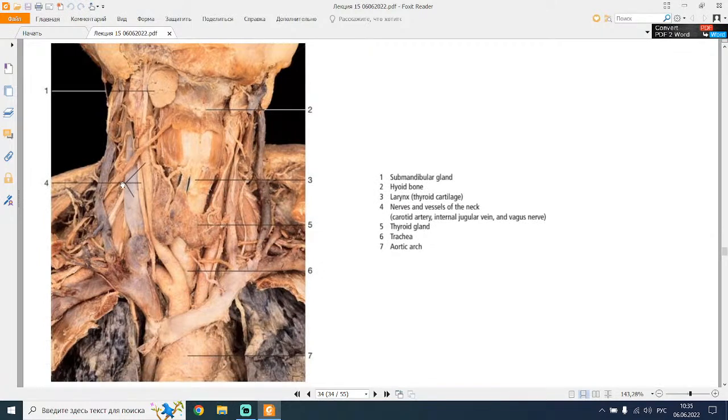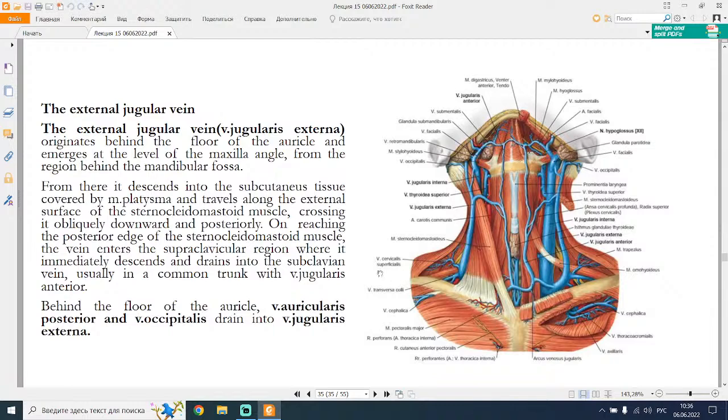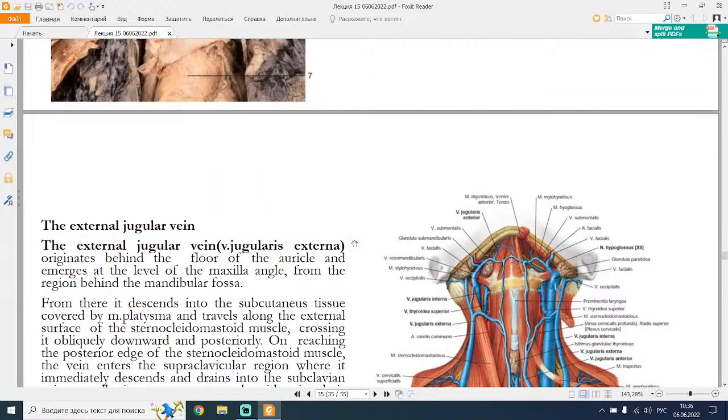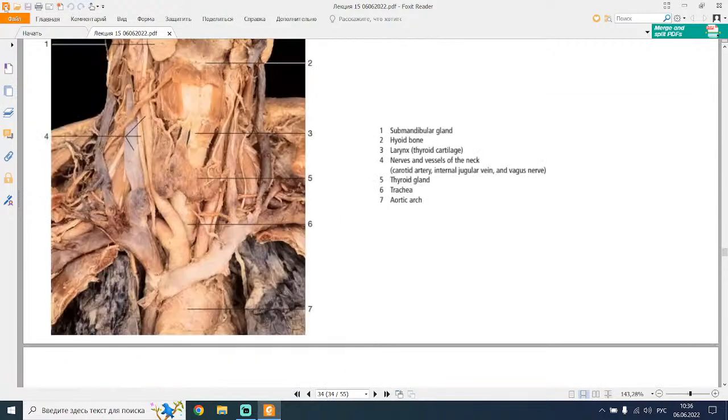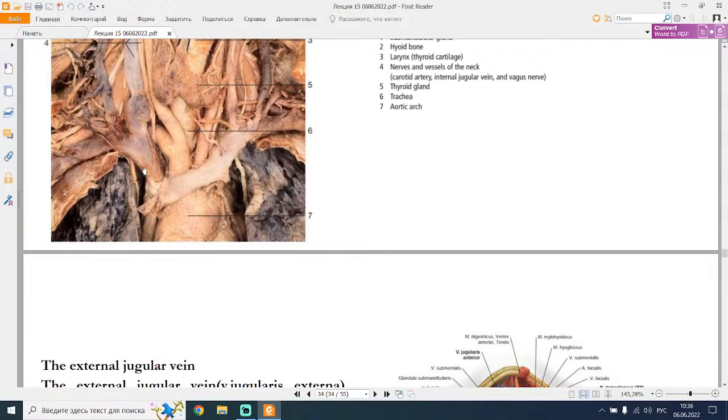You see, this is vena jugularis interna, subclavia. This is vena jugularis externa, interna, externa, brachiocephalic.